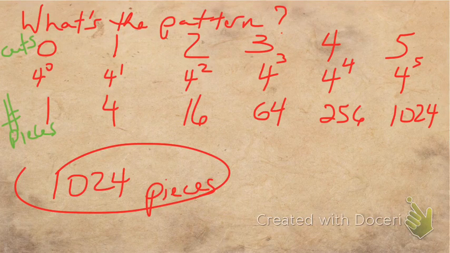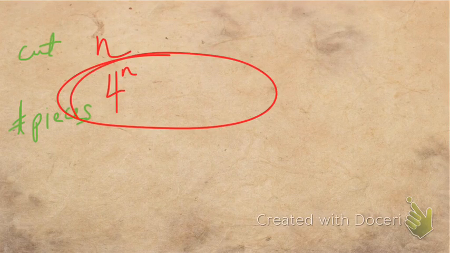Now then, what about the nth cut? As for the nth cut, we would simply say that's 4 to the nth power, and we would plug in a value of n if we wanted to say it was the 10th cut, or if it was the 50th cut. That's enough.